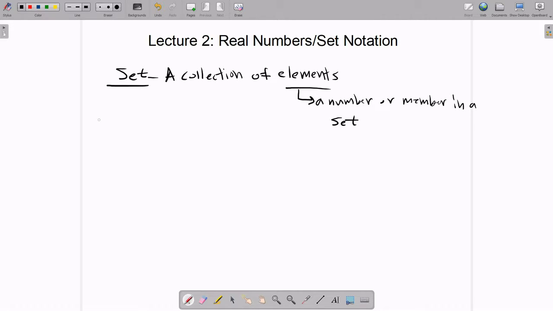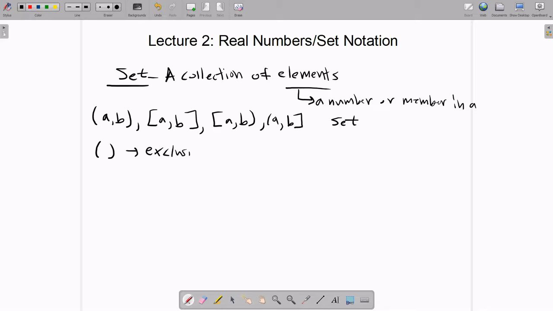The mathematical notation for this will be A, comma B, with either parentheses, brackets, a bracket on one of them, or a bracket on the other one. The parentheses means it's exclusion. The brackets, or one of them at least, will be inclusion.